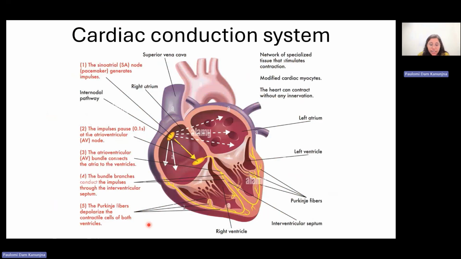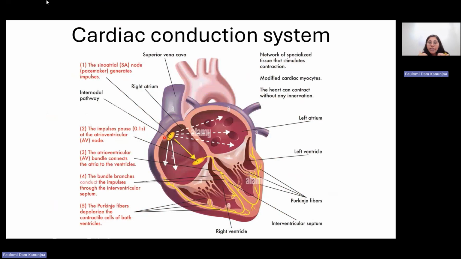First of all, where are they located? The sinoatrial node, or SA node, is here, basically in the right atrial wall, near the superior vena cava. Where your superior vena cava is attached, it is present at that place. It's called the pacemaker of the heart. The name also suggests it: it maintains the rhythmic contraction and generates those impulses. Because it generates impulses, it's called the pacemaker of the heart.